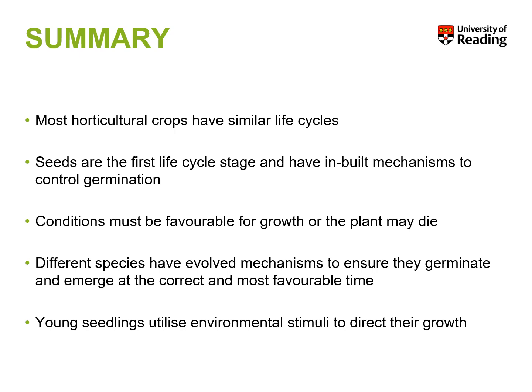So just in summary, most horticultural crops have similar life cycles. Seeds are the first life cycle stage and have built-in mechanisms to control germination processes. Conditions must be favourable for growth, or the plant may die or may end up in a growth situation which is unfavourable for it. Different species have evolved mechanisms to ensure they germinate and emerge at the correct time, and this includes evolving different temperature ranges for controlling germination. And young seedlings will utilise these environmental stimuli to grow and direct their growth.